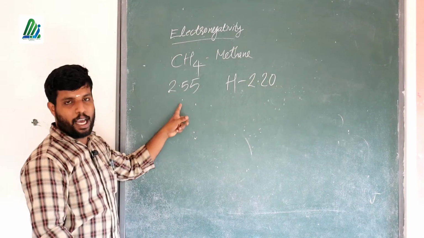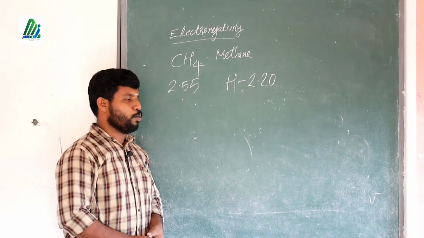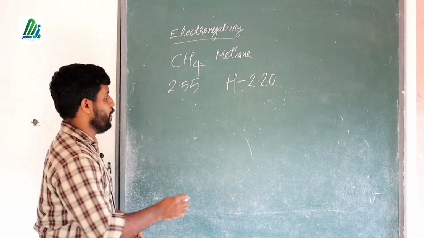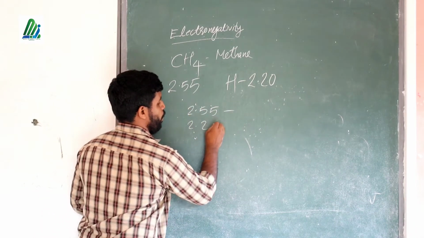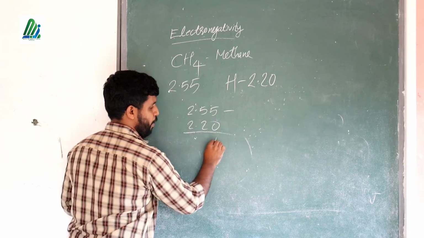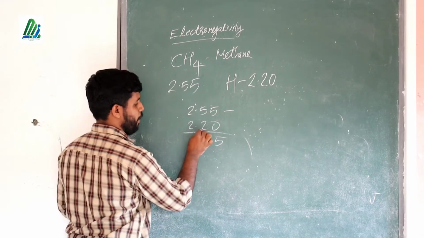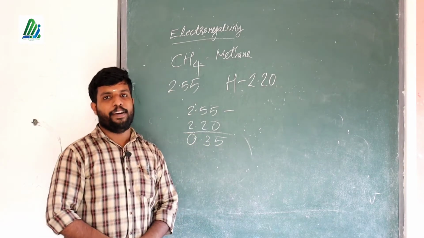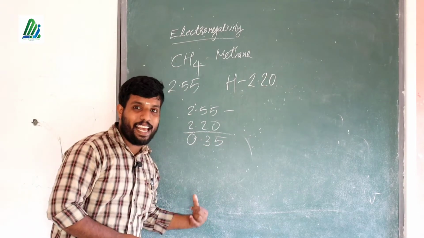The value of carbon is 2.55 and the value of hydrogen is 2.20. We just find the difference in the values. We can get that 2.55 minus 2.20. So 5 minus 0, 5, 5 minus 2, 3, then 2 minus 2, 0. The answer is 0.35. The value is less than 1.7.